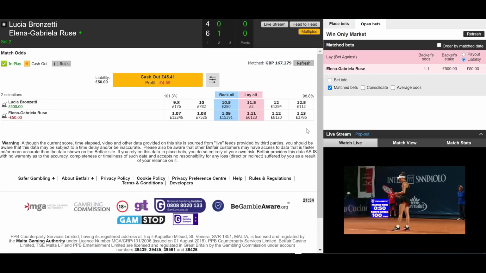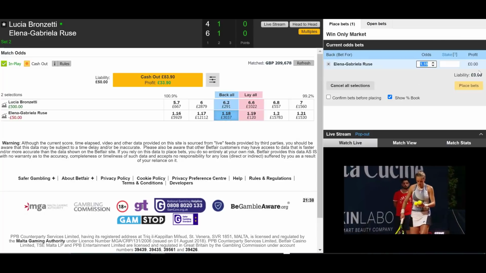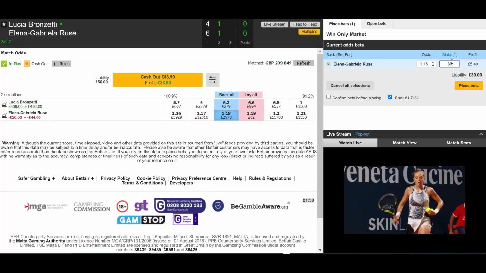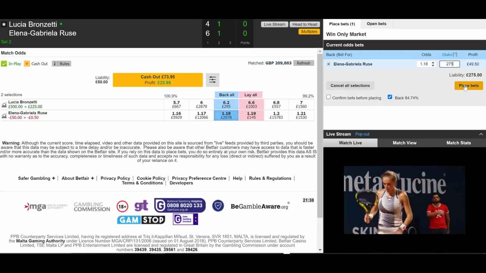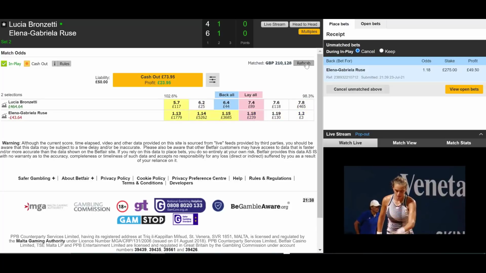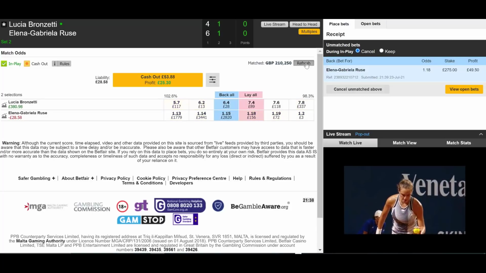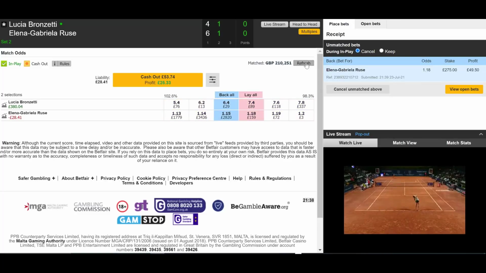Okay, we laid her at 1.1, so let's see what happens next. And so it was an instant break back from Bronzetti. So what we can do is pretty much look to try and remove all the risk from the trade. I have to be quick here, as you can see. So I put in that bet there at 1.18, and let's see if some of this gets taken. Probably not going to get taken now after that fault.